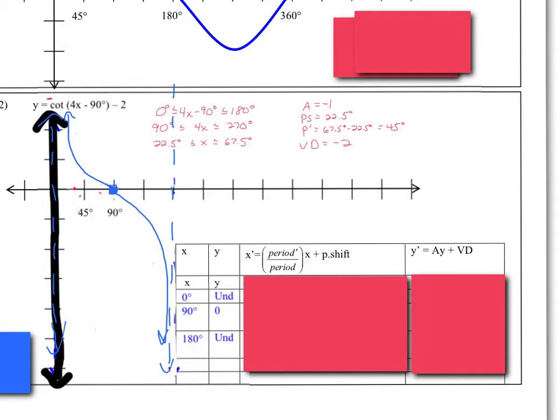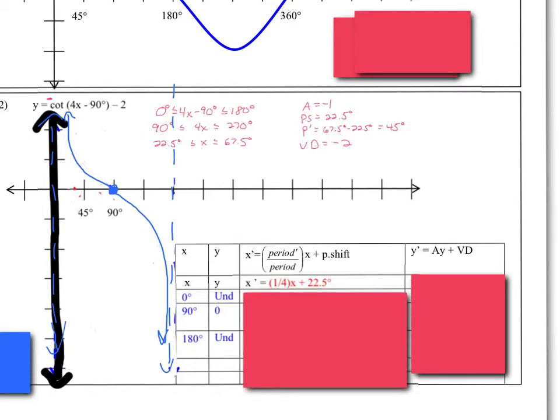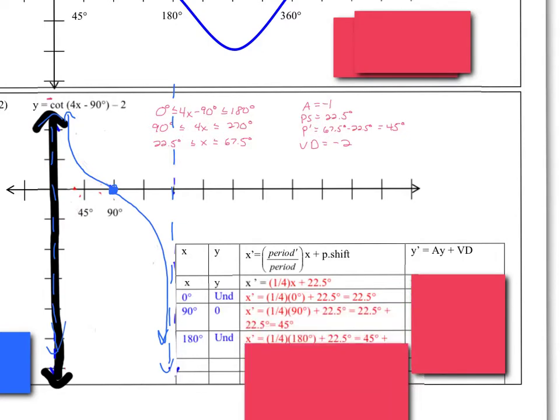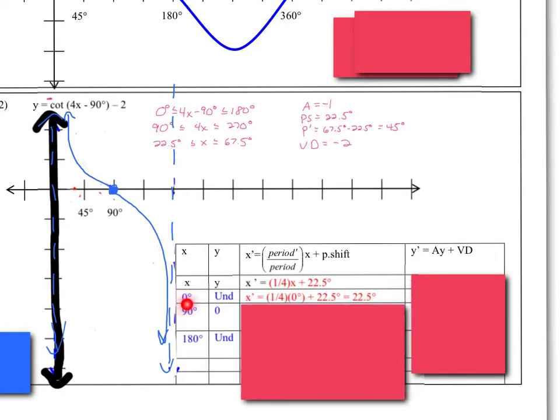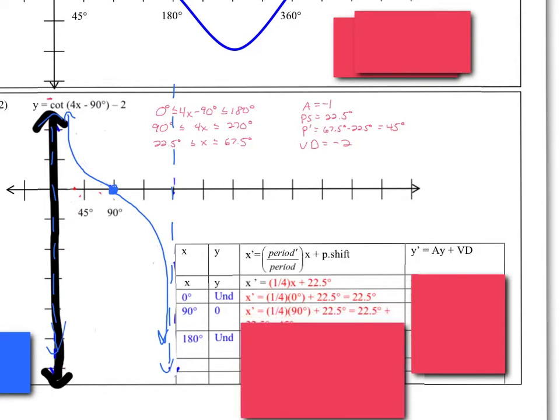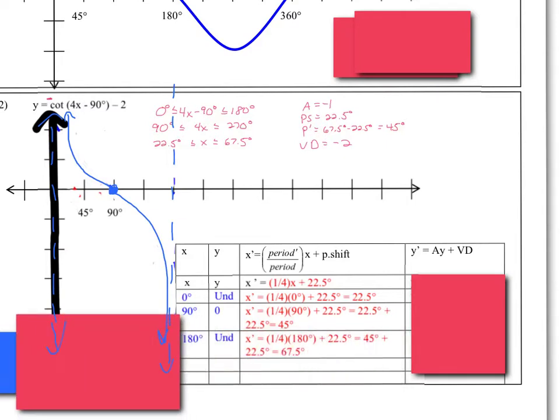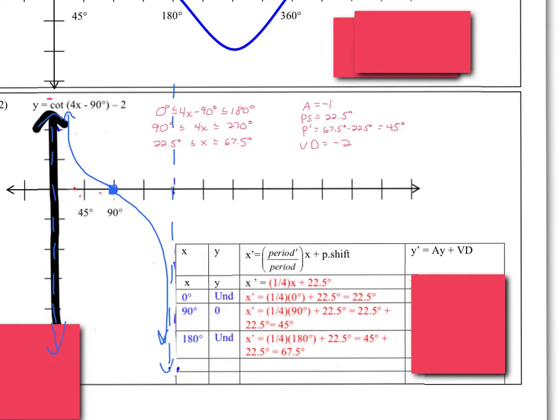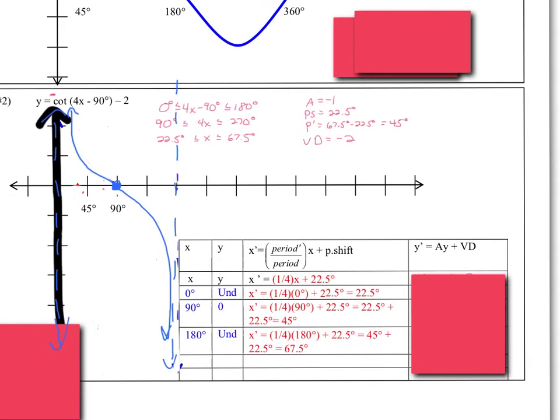Take your new period divided by your parent's period. So that's going to be 45 divided by 180. That's a fourth. And add in your phase shift of 22.5 degrees. So we're going to take each of the x values and put it into this formula. 1/4 of 0 is 0, plus 22.5 is 22.5. Next, we're going to have a fourth of 90, which is 22.5, plus 22.5 is 45. Finally, we're going to have a fourth of 180, which is 45, plus 22.5, which is 67.5.